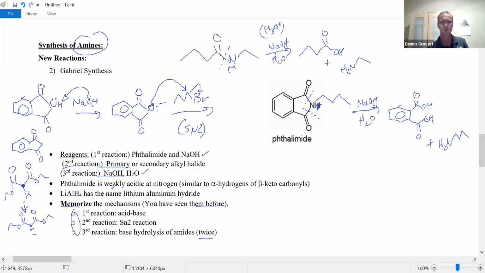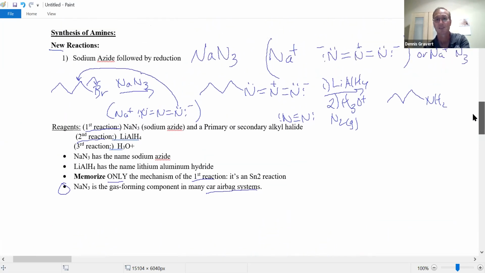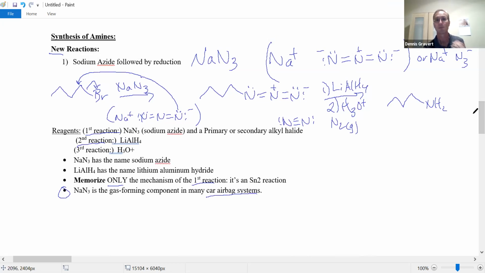Cool. Why is this here? Sorry, that was me cutting and pasting from up here. And then maybe we should go back and reflect. These are very similar reactions. Both of them are producing primary amines. So what's the difference? What's the advantage? Why would you use one instead of the other?